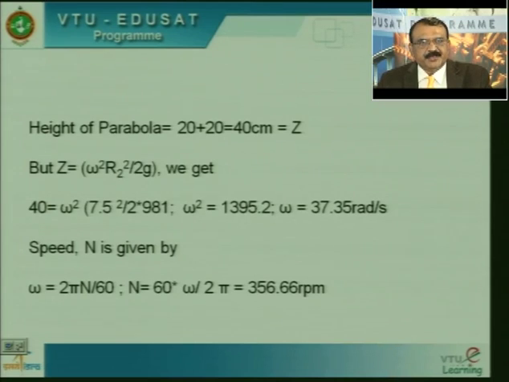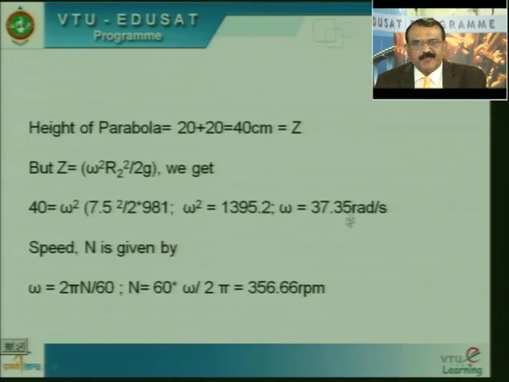But I know one more relation. What is that relation? Relation between the depth of parabola and the angular velocity. So, depth of parabola is equal to omega square into r2 square divided by 2g. Now, you know all the values except this omega. So, find the value of omega. In this case, omega works out to be 37.25 radians per second.